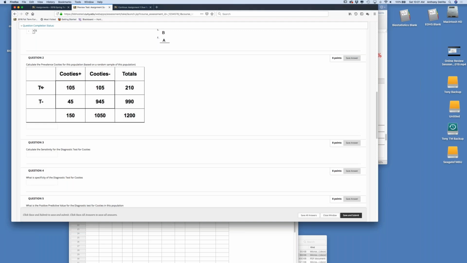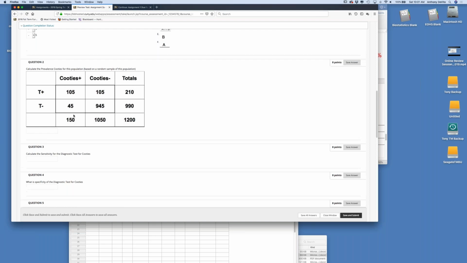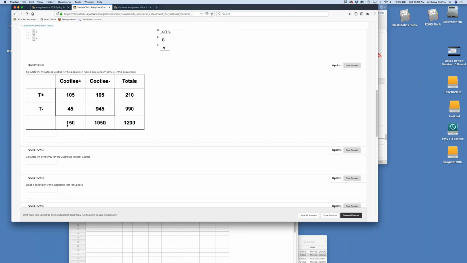So the people in this box tested positive and have the disease. That's a true positive. The test worked, right? So the efficiency of this test at identifying people who have the disease, in other words, the sensitivity of this test, is 105 out of 150, whatever that percentage is. Right, so let's see, 21 over 30, whatever that percentage comes out to be, right?